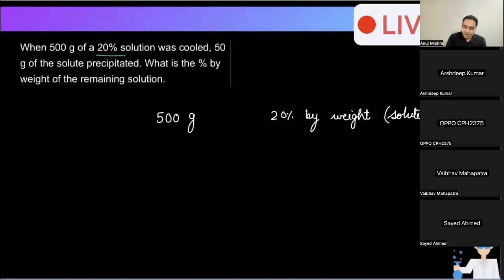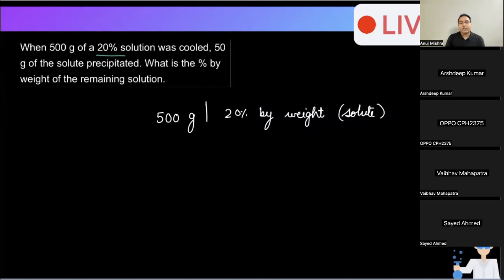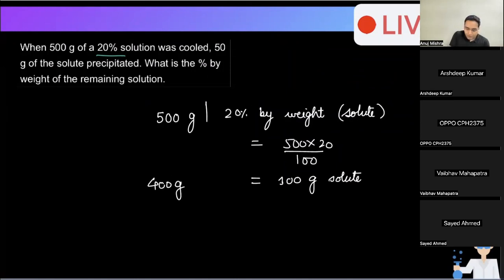All right. So let me bring it slightly this side. That should be visible to everyone. So what is 20% of 500 gram? Can we calculate? 500 into 20 by 100, which is 100 gram of solute. Correct? So in total, you have 400 gram of solvent and 100 gram of solute. That's my understanding.